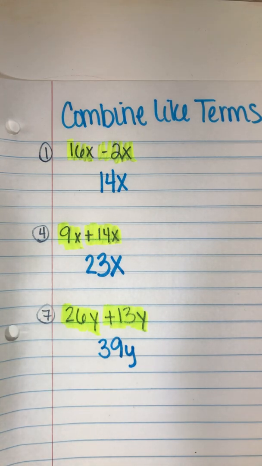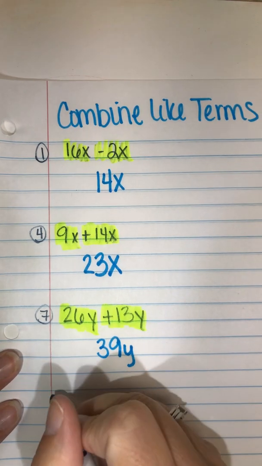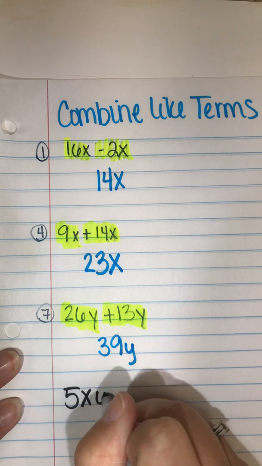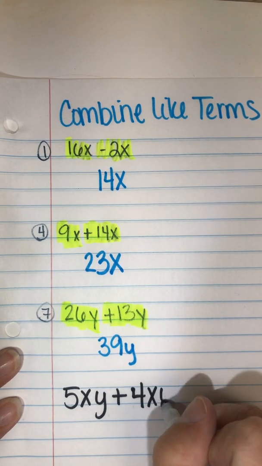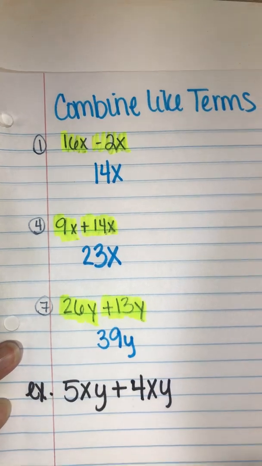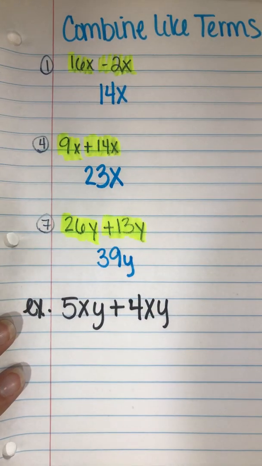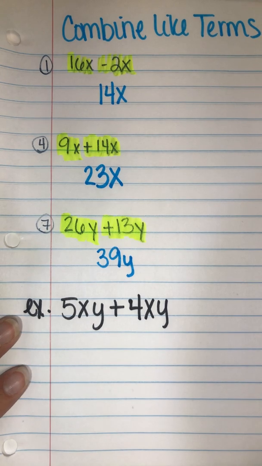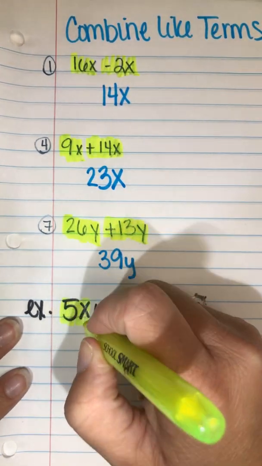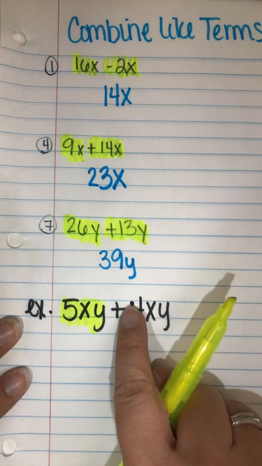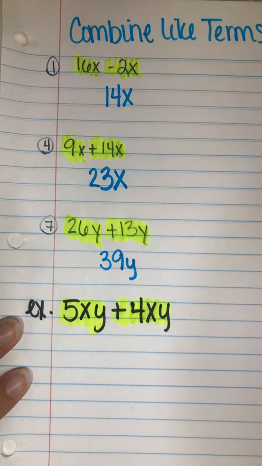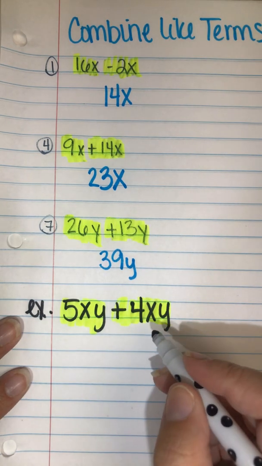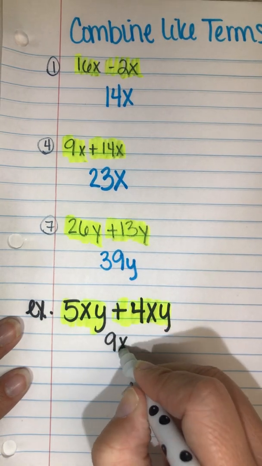Now, if I give you something like 5xy plus 4xy, this is an example for you. I got to identify my like terms again. Like terms have the exact same variable parts. So looking at 5xy, you've got to look and see if this one also has an x and a y. And in this case it does. So I put it together. 5xy plus 4xy is 9xy.